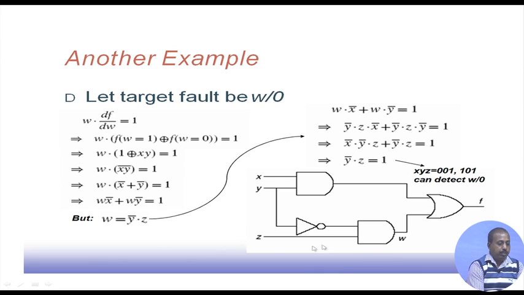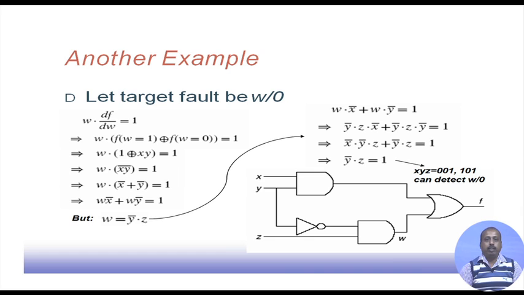Now w is given by y bar z. Substituting it here, y bar z x bar plus y bar z y bar equal to 1. Further simplifying, we get y bar z equal to 1. So x becomes a don't care; the test generation process need not assign any value to x. The value can be 0 or 1, but y should be 0 and z should be 1. These are the two test patterns to be applied for checking w stuck at 0.